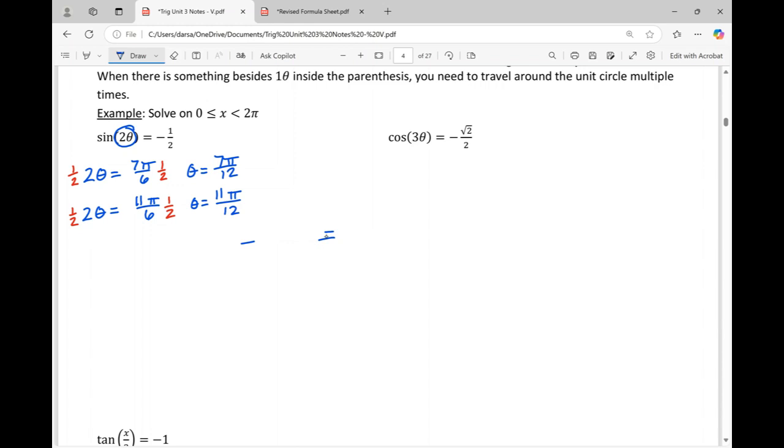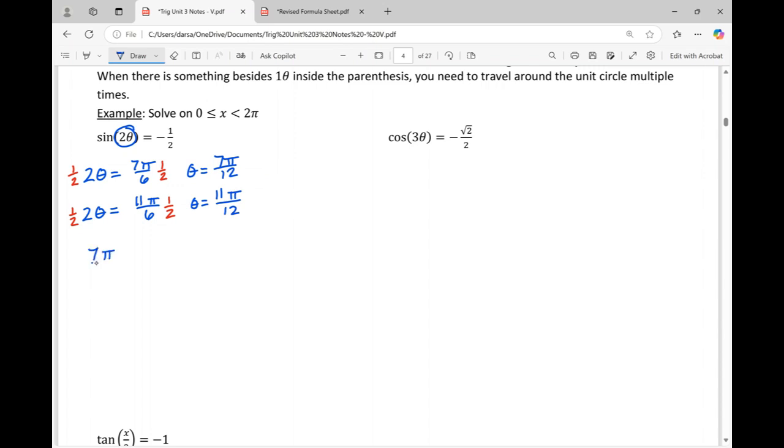The other problem that I have here is that 7 pi over 12 and 11 pi over 12 are both less than pi, not 2 pi. We need to do a full revolution of the unit circle. So we actually need to find more angles that are related to 7 pi over 6 and 11 pi over 6 by a full unit circle, so that we can get all of the angles from 0 to 2 pi. So let's watch how we're going to do this.